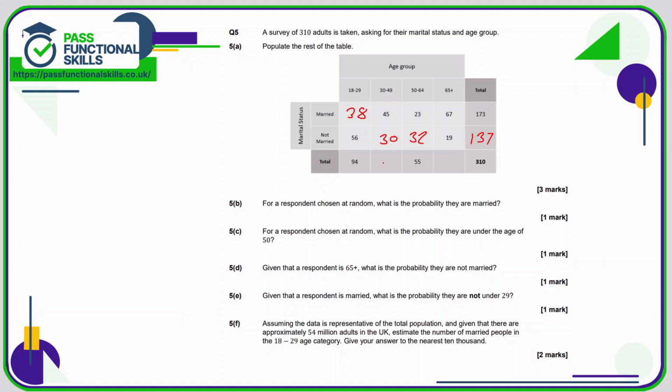Now we can work out the total 30 to 49s, which is 45 plus 30, which is 75. And we can also work out the 65 pluses. In fact, we could have done that right at the start. 67 plus 19 comes to 86.